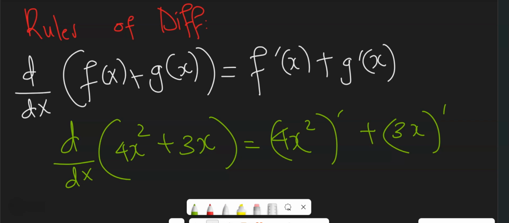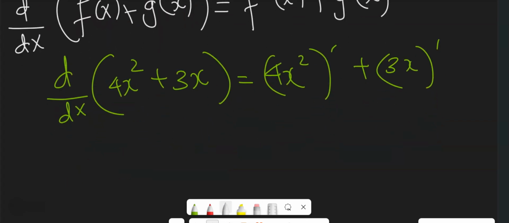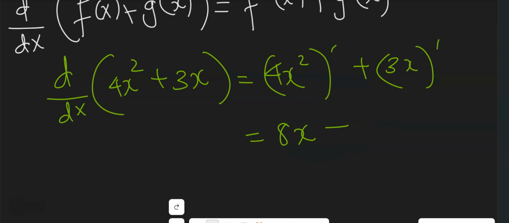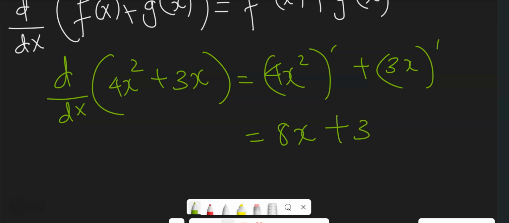So how do you proceed with that? So how do you solve that? So I remember the rules of differentiation: 4 times 2, so that's 8, then x power 2 minus 1, which is 1, so you don't need to include anything, plus 3x: when x is alone it is power 1, so 1 times 3, that is 3, then x power 1 minus 1 is 0, so that is 1, so you don't need to include it. So that's the answer. So this is the first rule.